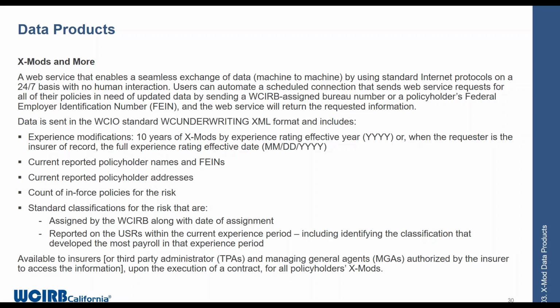If you are the insurer of record for that particular year, you're going to get the month, the day, and the year of the experience modification. Otherwise, it's just going to be the year. You're going to get the current reported policyholder name, the reported policyholder address, counts of enforced policies for the risks, and standard classifications that were assigned by the WCIRB, as well as on the unit statistical report that were reported in the experience period.